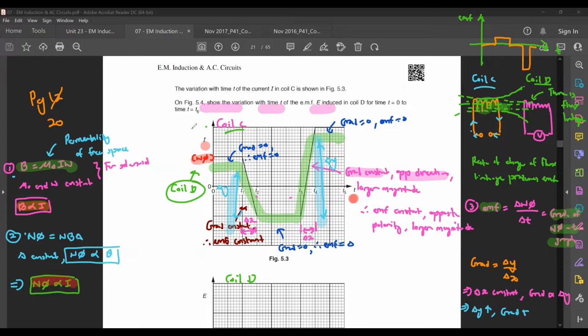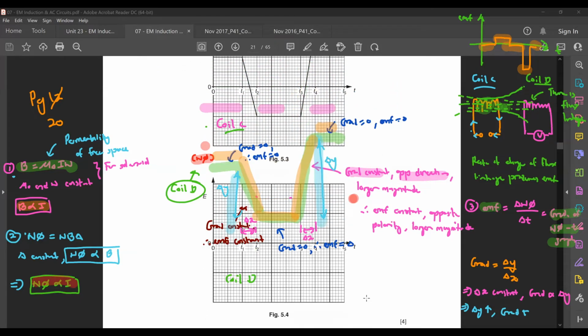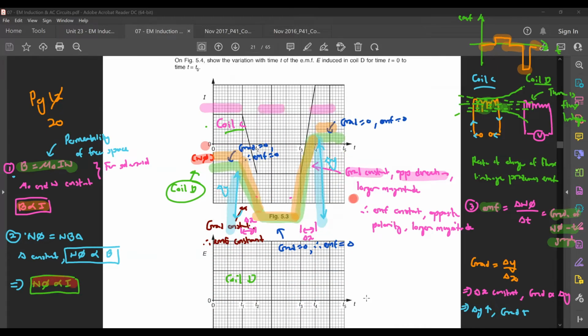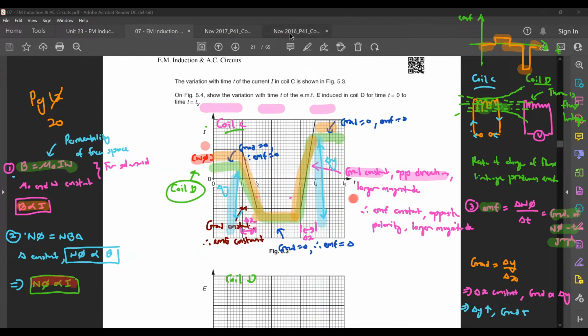Something like this, okay? Because here, gradient 0, EMF 0. Gradient constant, EMF constant. Gradient 0 again, EMF 0. Gradient constant, opposite direction, but larger magnitude, so EMF is constant, opposite polarity, larger magnitude. Then this part here, gradient 0 again, so EMF is 0. Okay. Right, so this one is worth, I think, 4 marks. So we just match the timings accordingly.